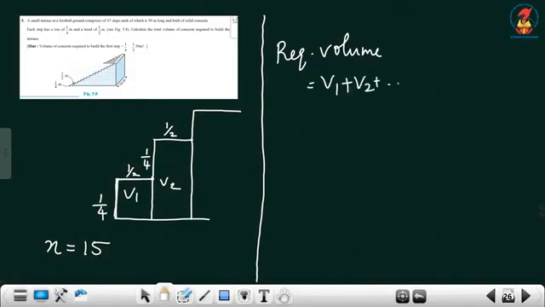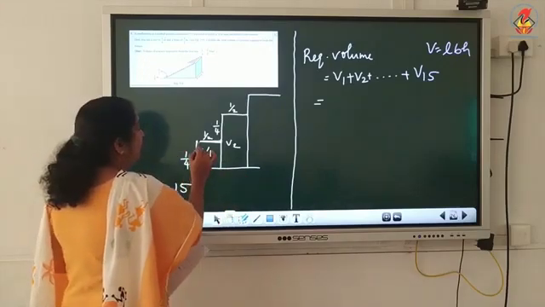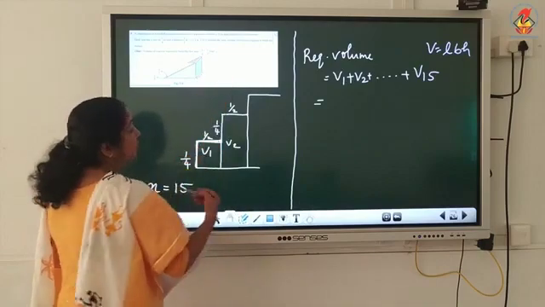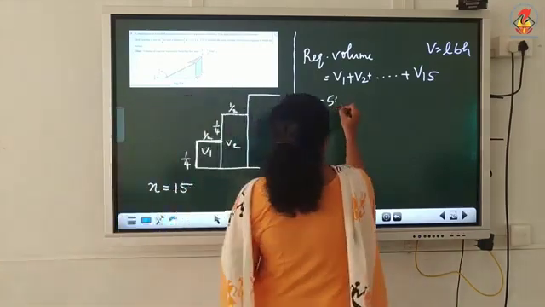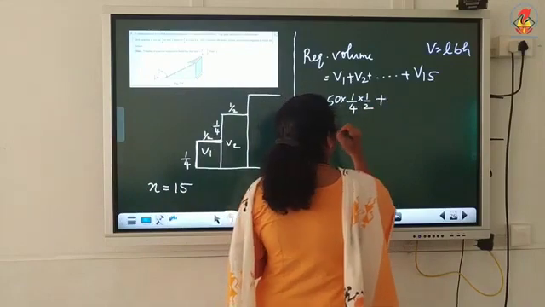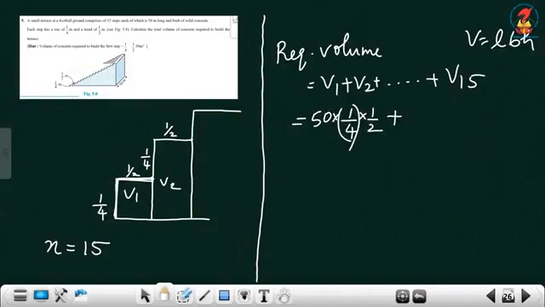V1 plus V2 plus etc. plus V15. In all the cases we are applying LBH. In the first case it is L into B into H. That means H is 1/4, B is 1/2 and the length is 50. So 50 into 1/4 into 1/2.